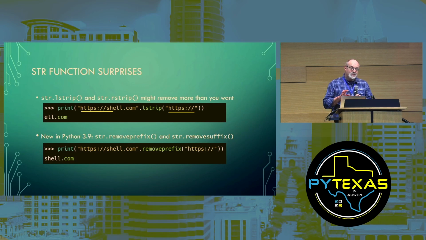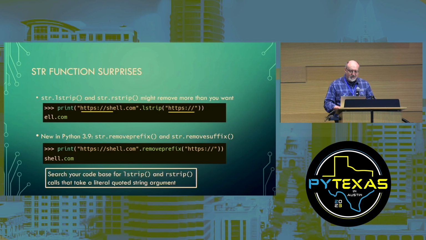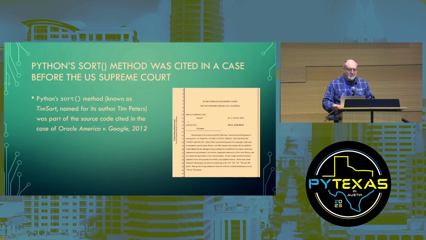We found in general discussion and surveying our network that there are actually some latent bugs in our code bases. Search for lstrip and rstrip that take no arguments, good for stripping white space. But if they're taking a quoted string, you may have actually slipped into this bug, and watch for that.